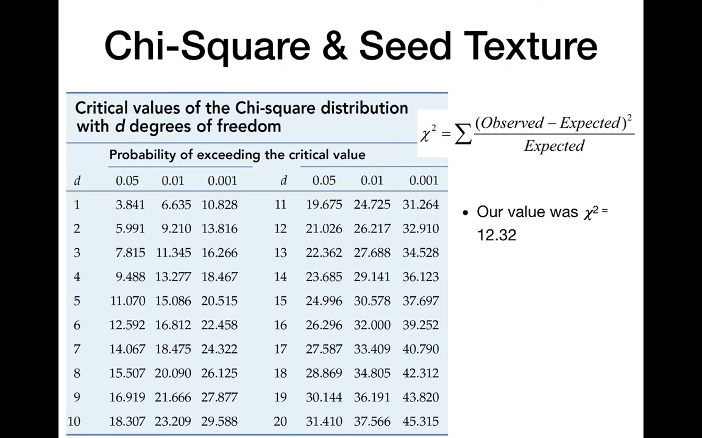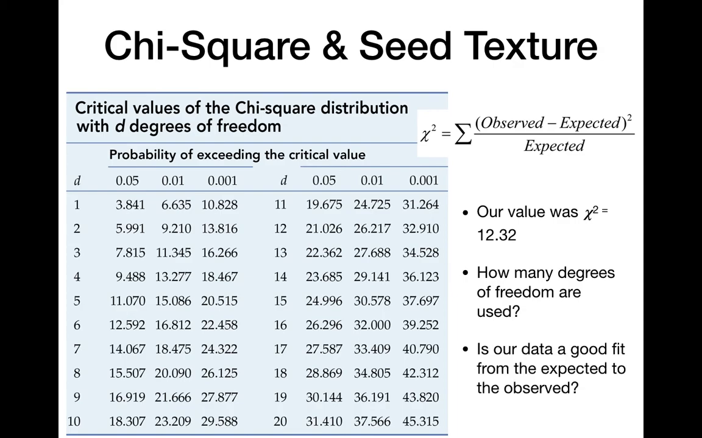So look at my table here again. I have 12.32 as a chi-squared value. We use 1 degree of freedom because I had 2 categories, minus 1 is 1. Is it a good fit? Well, at 0.05 with 1 degree of freedom, my value here is 3.841. That's my critical value. This is much higher, so it's not a good fit.